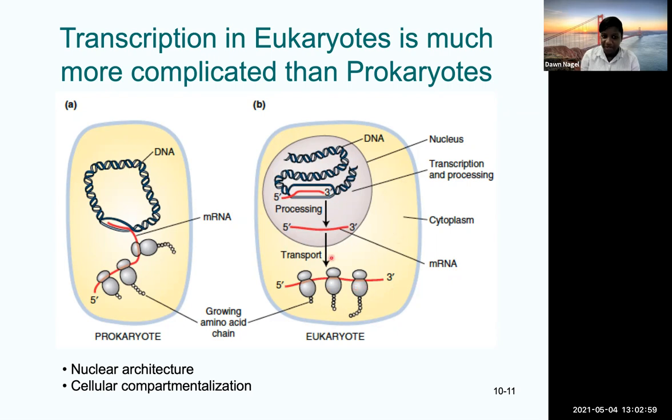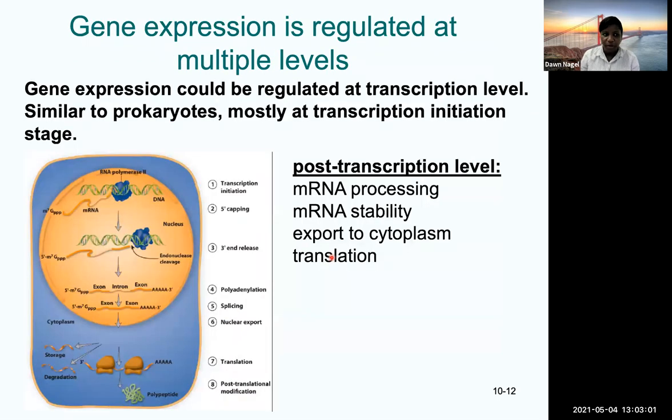All of these steps that happen are a way that you can regulate gene expression in eukaryotes. Similar to what we see in prokaryotes, most regulation will occur at the transcription initiation stage, whether or not you make the transcript. That's the critical part where you can actually regulate gene expression. Can you make the transcript? If there's no transcript, then there's nothing else that will happen after that.